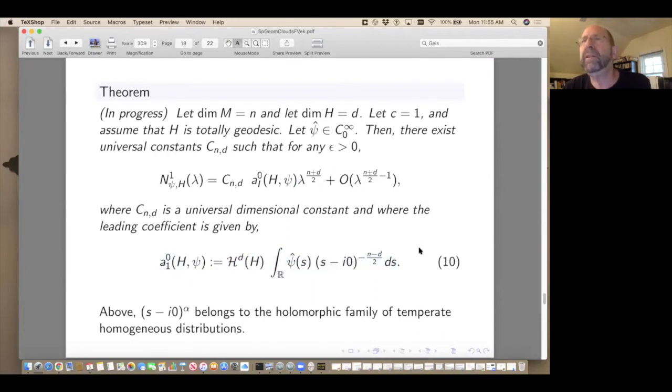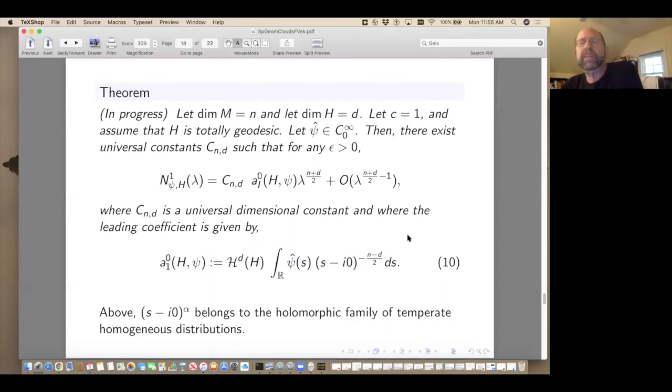than when c is less than 1. Instead of only involving the test function psi hat at 0, it involves its integral against this particular distribution. I'm running out of time, so I don't have time to go too much into this. But this is c equals 1. And in my next slide, I want to compare c equals 1 and c less than 1.